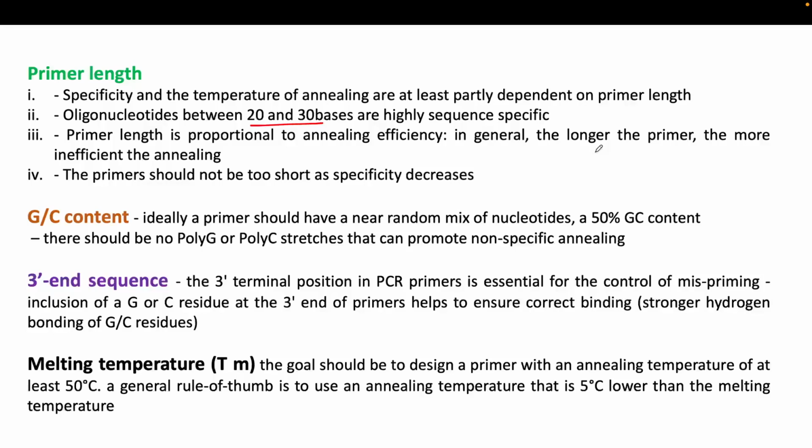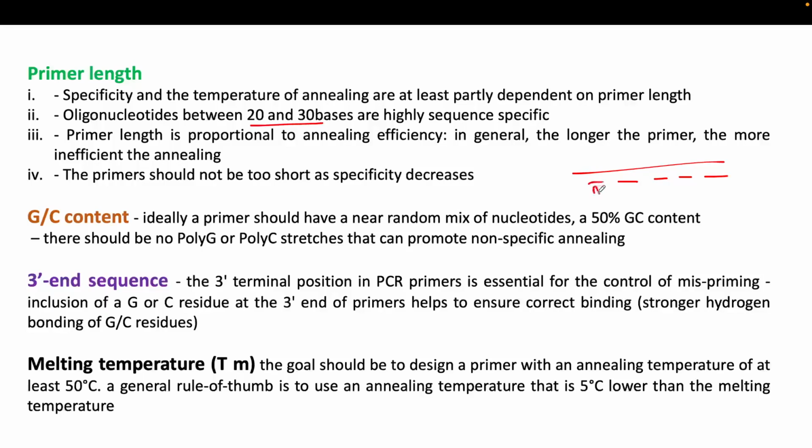If your primer length is high, okay, then the primer should also not be very short, as otherwise what will happen is, suppose this is your DNA, if your primer is too short, then it will randomly bind anywhere, because your primer is made up of four types of nucleotides.